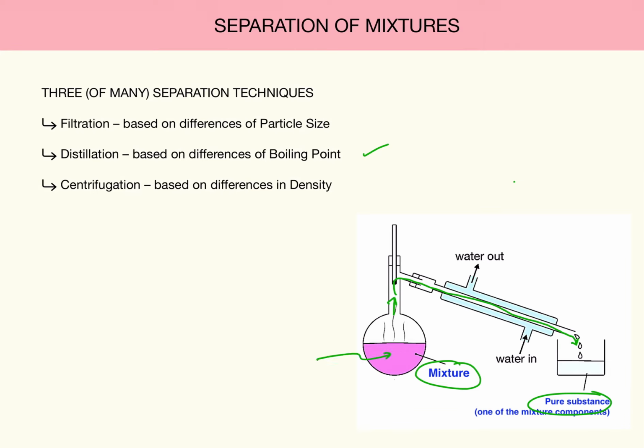Let's consider a saltwater solution. Water boils at 100 degrees C and sodium chloride well over 1,000. And so at 100 degrees C, the water will go overhead and you will capture the water in the condenser. Meanwhile, salt will be left behind. And this is the idea behind distilled water.